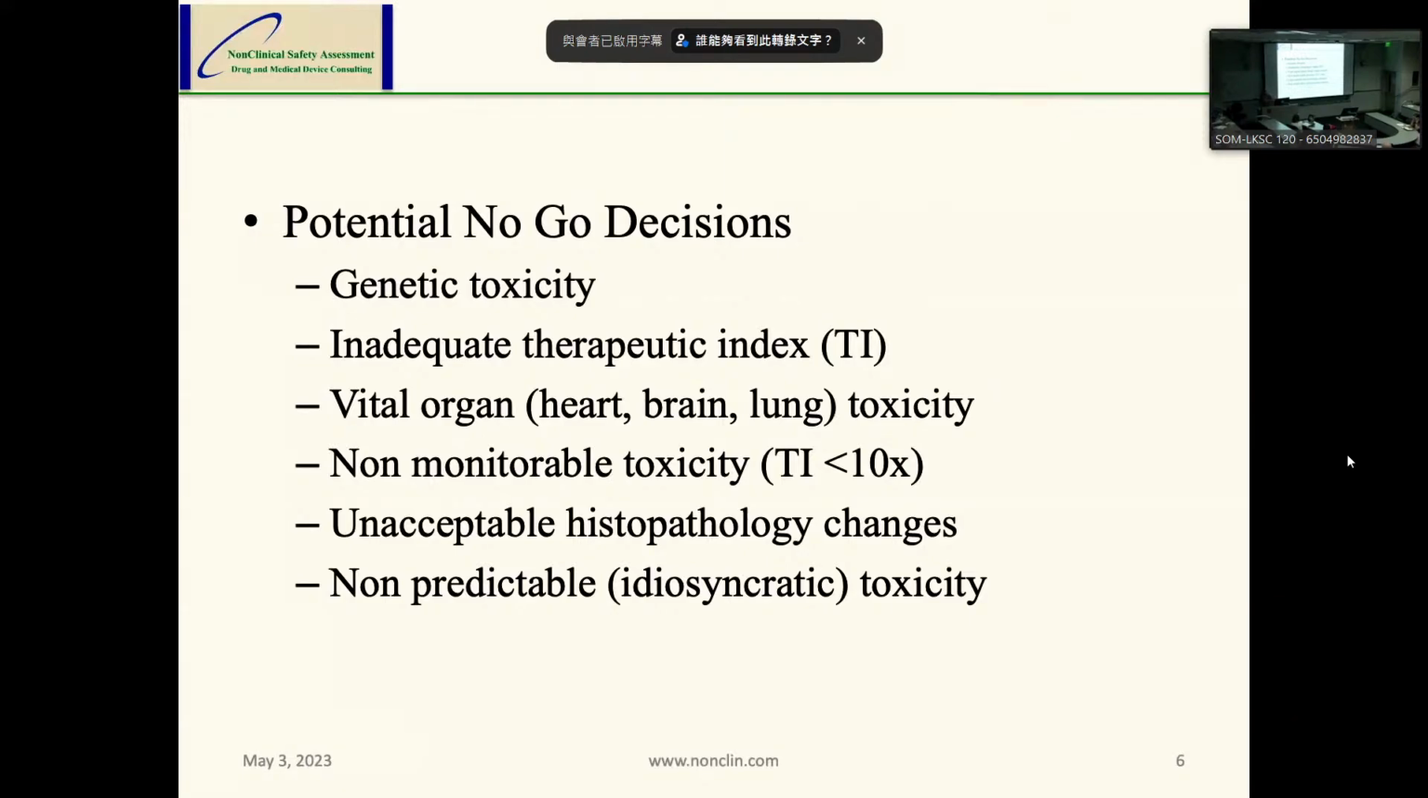Inadequate therapeutic indexes outside of oncology. Now I'm talking primarily about molecules that are developed for chronic non-life-threatening indications. Inadequate therapeutic index, too much risk in terms of toxicity to vital organs, can certainly be a showstopper. I spoke to this initially, but non-monitorable toxicities with therapeutic indices, so the separation of the tox liability and efficacy, of less than 10 can often be problematic. Lastly, idiosyncratic, not well understood or well-behaved toxicology is often difficult. Crazy things in one species, not in another. A lack of clear relationships, these types of things.